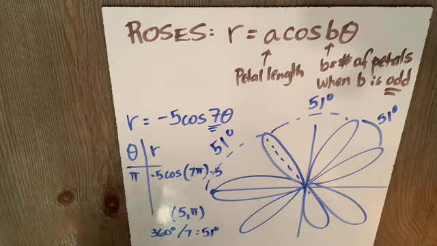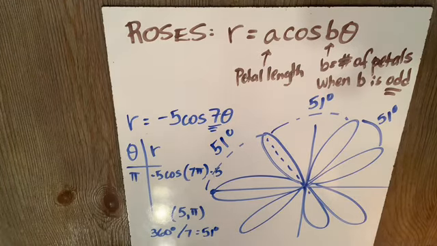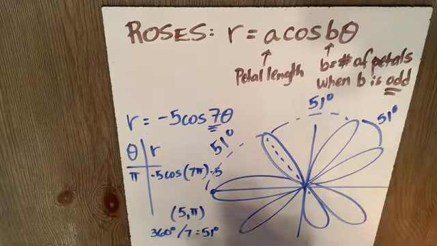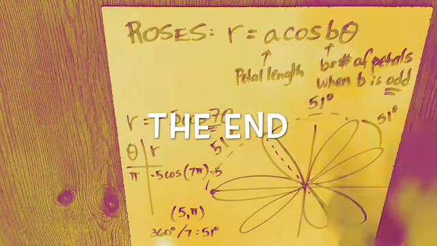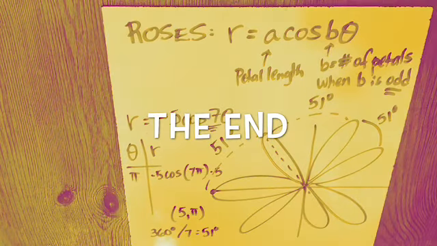If I change this to 5 cosine 9 theta, plus or minus, the plus would have the head here and the minus would have the head here, and we have 9 petals with 360 degrees divided by 9 between each petal, etc. That's what happens when B, the number of petals, is odd. Fairly predictable.